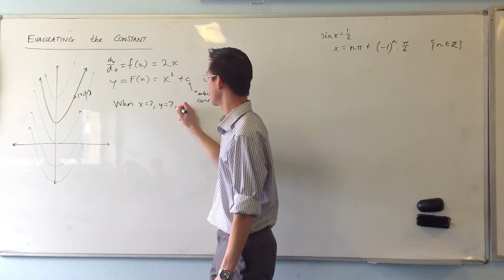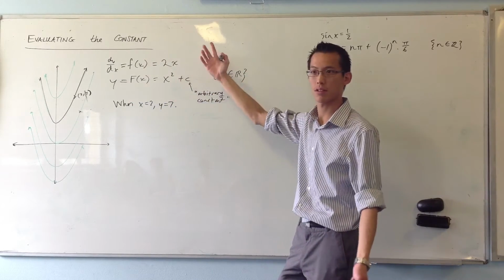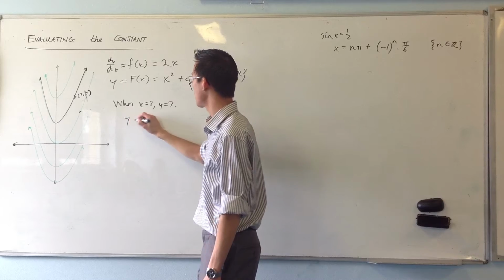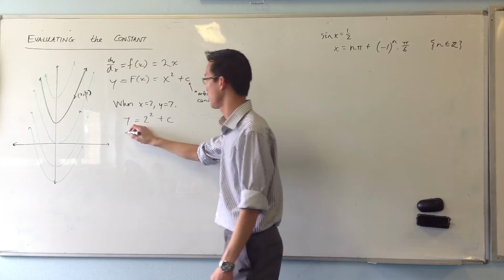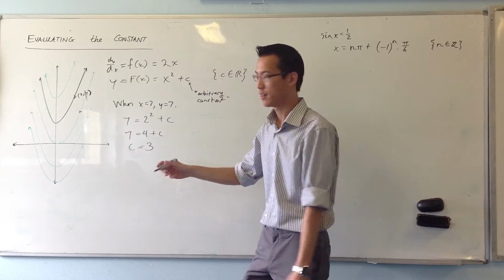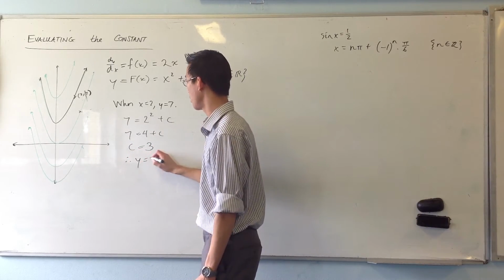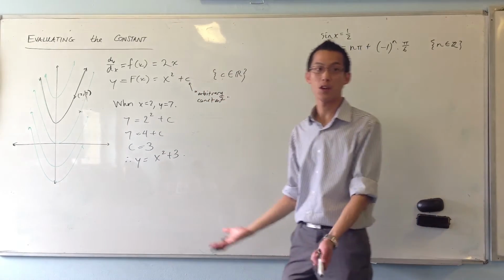I'm going to take that and pop it into this line, y equals x squared plus c. So that's going to give me 7 equals 2 squared plus my constant. So you get 4 there, and you carry it over, so you get 3. Now I have my equation for y, and it's not an arbitrary constant anymore. I've evaluated it. That's all.